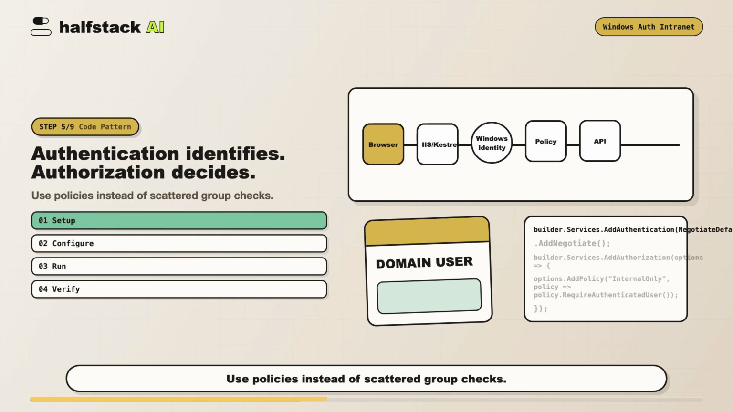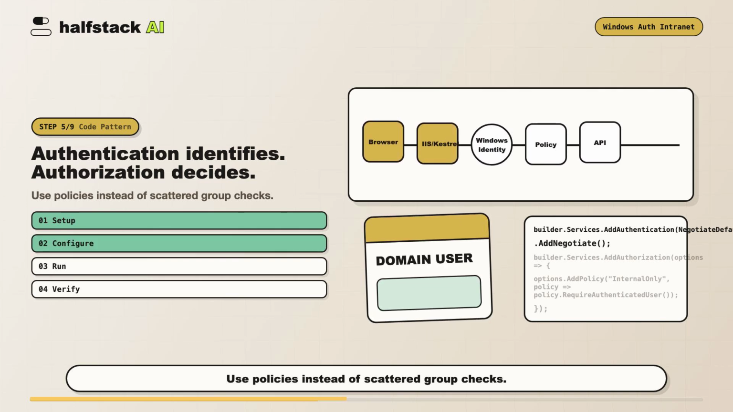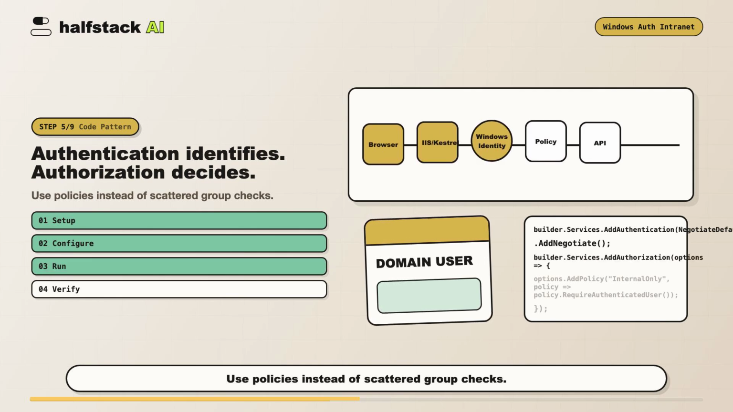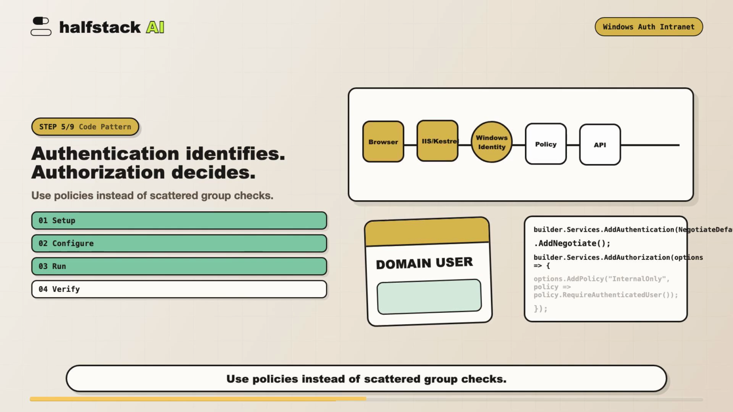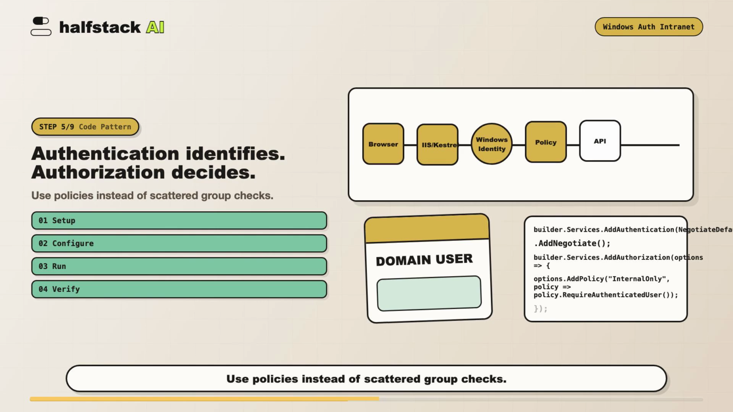Once authentication is configured, add authorization. Authentication tells you who the user is. Authorization decides what they can access. Prefer policies over scattered if statements. If you need group-based access, centralize it so the rule is understandable and testable.